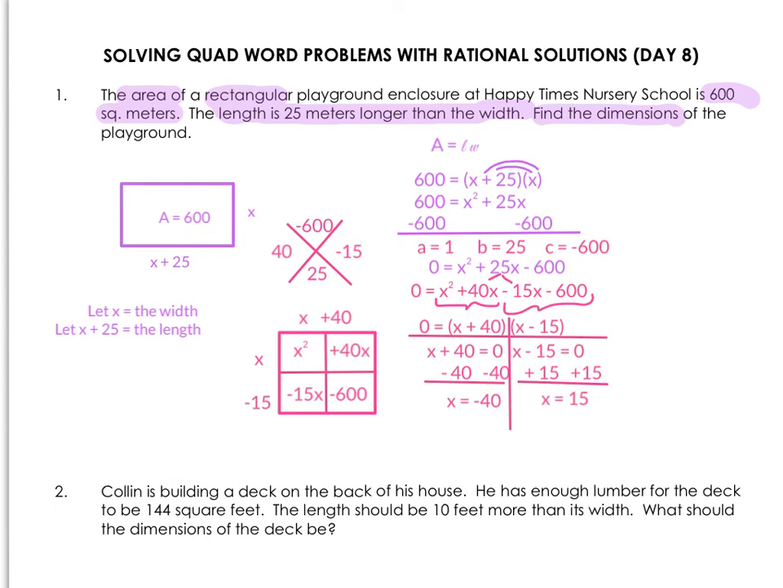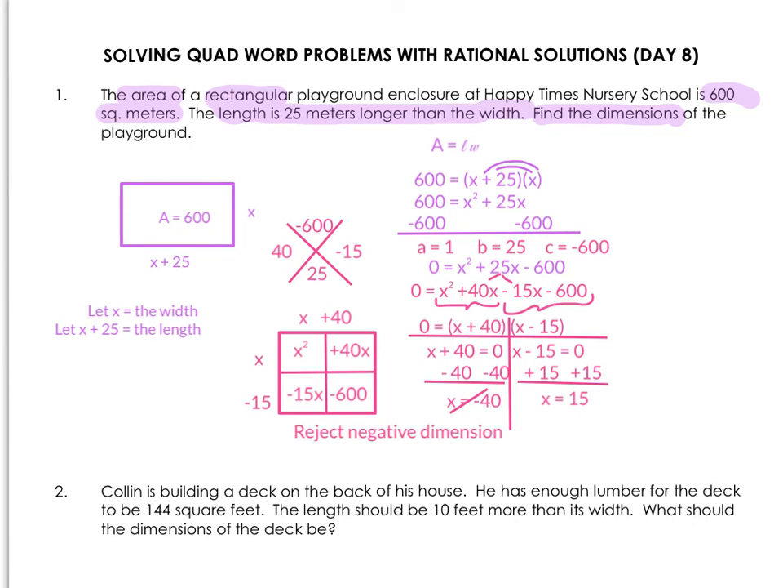But now we need to think about this. In the question, it's talking about looking for dimensions, a length and a width. So I can't have a negative 40. We can't have that one. We have to reject that negative because a dimension can't be negative. So remember, the reason we're rejecting that is because it's a negative dimension.